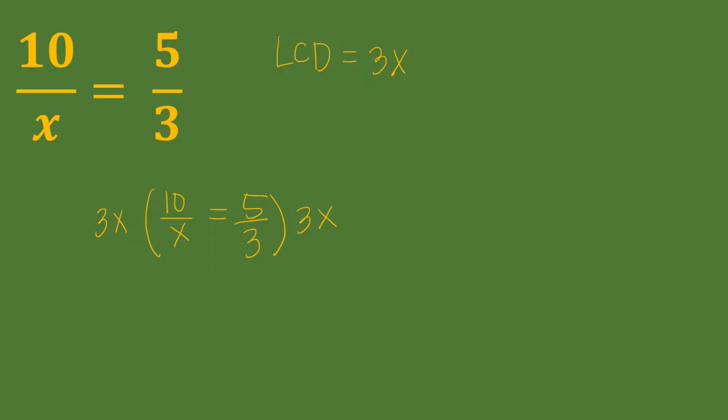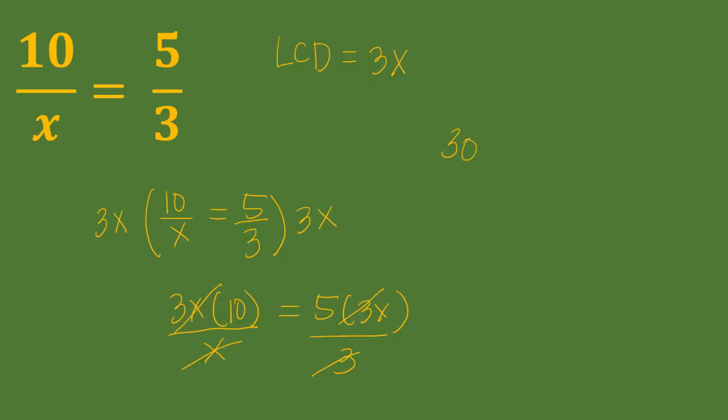So multiplying this one, that would be 3x times your 10 over x is equal to 5 times your 3x over your 3. So we cancel here your x and your x. What else? The 3 and of course another 3. So what remains will be 3 times 10, that is equal to 30. Then we have equals 5 times your x. So that is 5x.